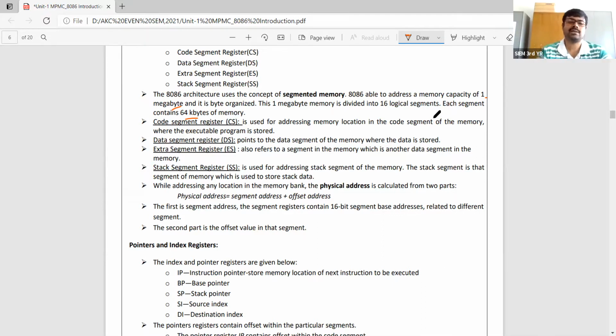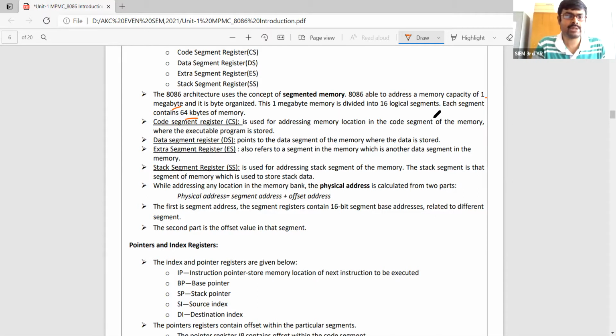Point number 3, the extra segment register, that is called the ES. The extra segment register also refers to a segment in the memory which is another data segment in the memory. So that is a segment register, but it is called the extra segment, that is the additional segment register, and the notation is ES.